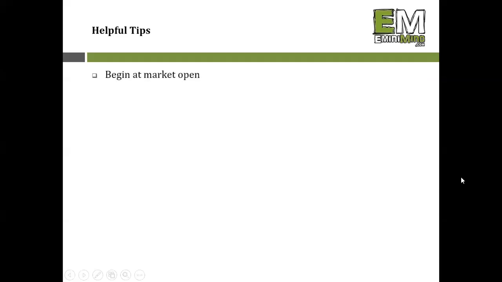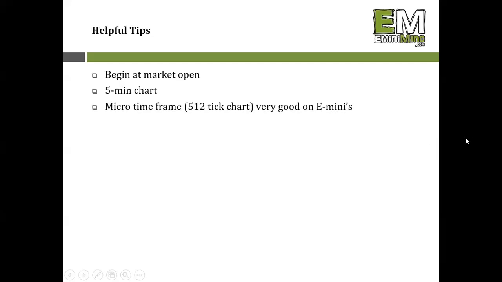So a few helpful tips. I always start my retracement drawings at the beginning of the market open. So not using the overnight, just that regular trading hours session. If you start to get lost, the 5-minute chart is really good because it can slow things down and be a little bit bigger time frame to help verify the trend. The 512 tick is really good for the E-mini futures.